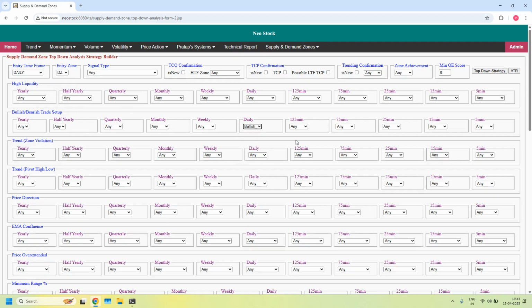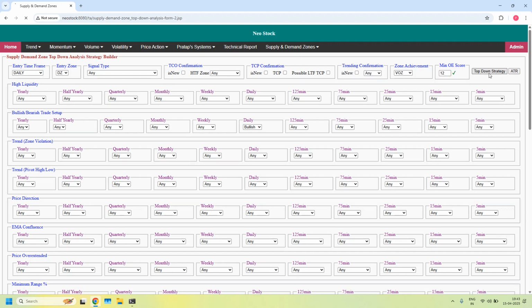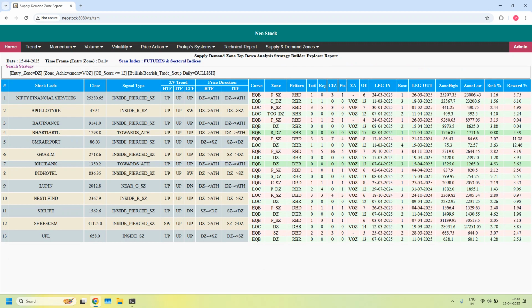I am selecting bullish. Zone achievement violated opposing zone and minimum odd enhancer score 12. With these filters, we got 13 stocks. Bullish trade setup for monthly income trade and entry time frame zones are daily demand zones. Out of these 13 daily demand zones, there are high probability trade setup zones might be available.